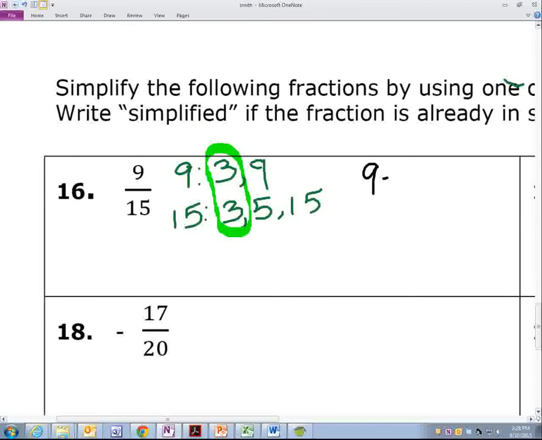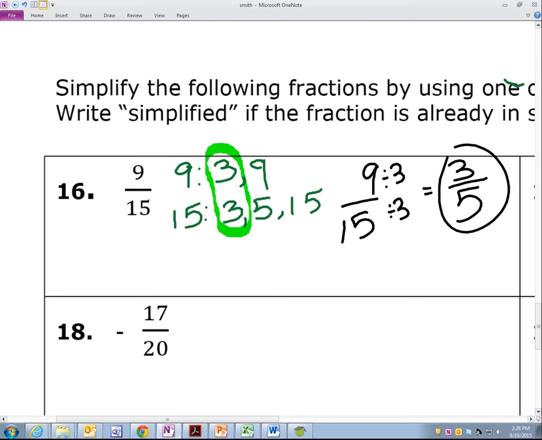So 9 divided by 3, 15 divided by 3 equals 3/5. 3/5. We'll get a harder one that you can answer.